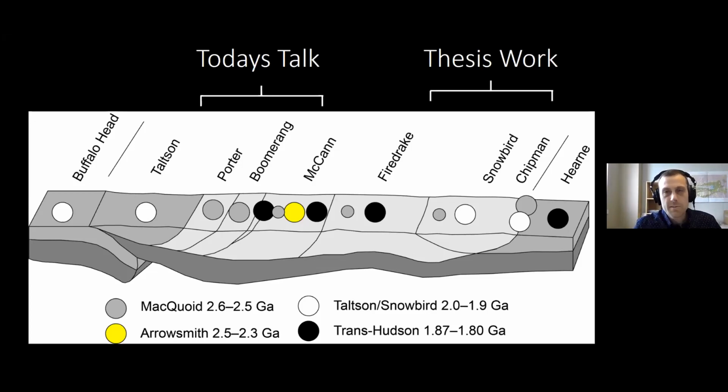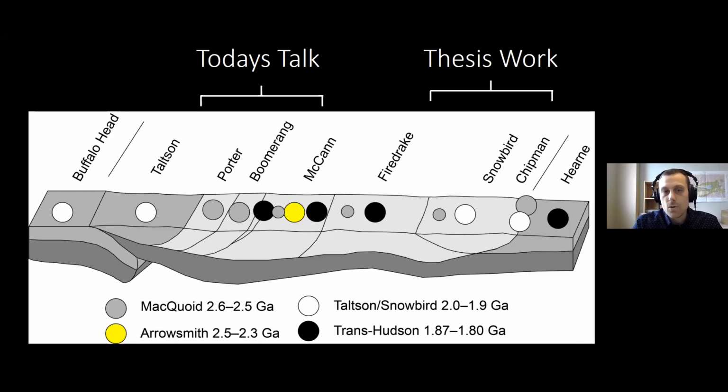And so broadly speaking, my thesis work really focused on the eastern part of this Craton, some domains and shear zones in their structural and metamorphic histories. But today's talk, even though I'll incorporate some of my thesis work, will focus more on some new data collected from the Western Rae margin.